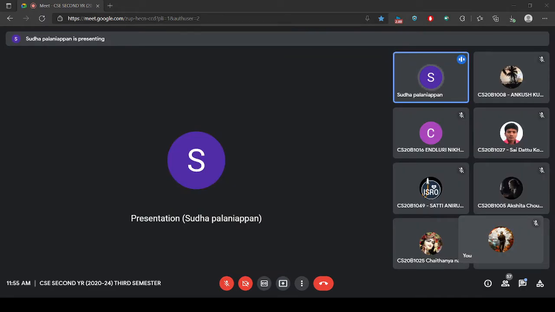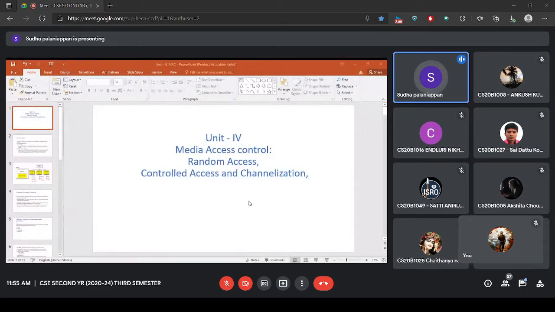Media access control talks about the data link layer. What is the data link layer? It is the second layer, which is used to transmit data between two devices, otherwise we can say two nodes. As we have seen, the data link layer consists of two layers: one is the logical link layer and the other is the media access layer.